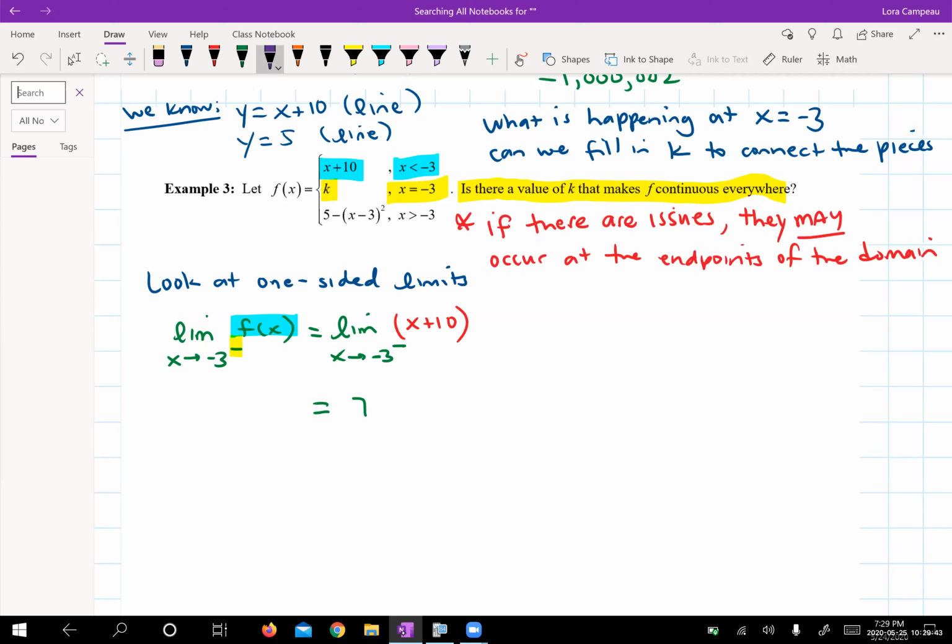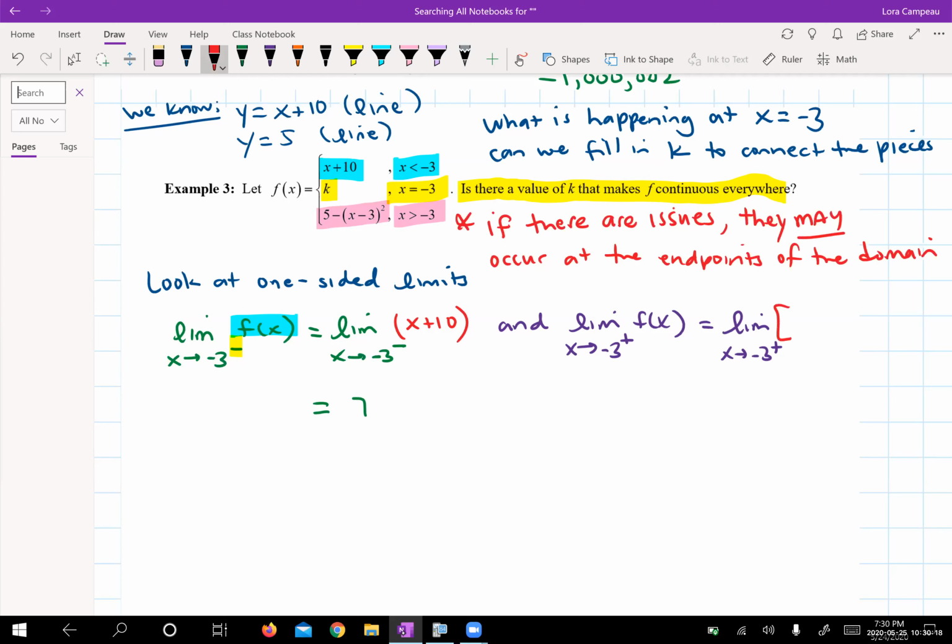Now, I want to look at the limit as x approaches -3 from the positive side of your function. And you'll see similarly, if you really want to analyze this, if we look at values to the right of -3, we would be looking at the domain x is greater than -3. So that's going to tell us to apply the parabola right here.